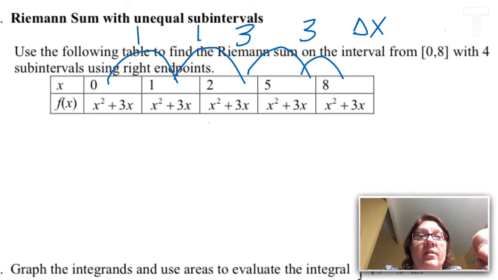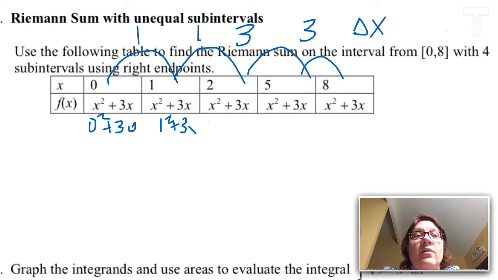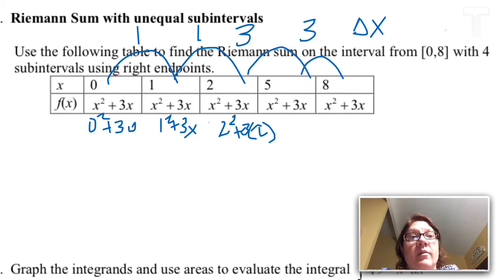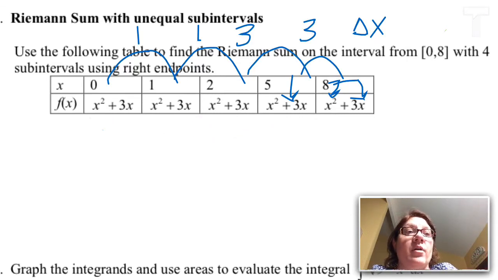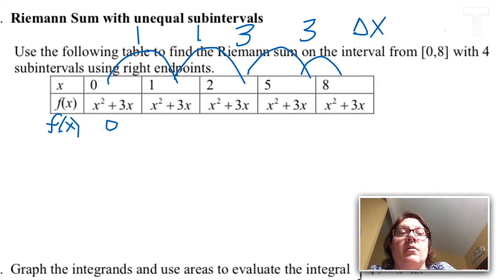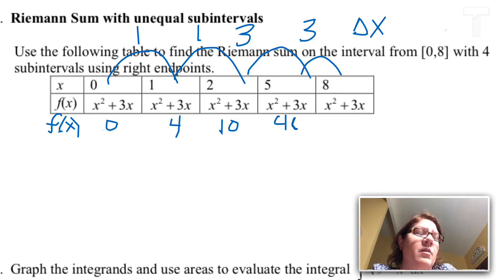Now, in terms of the f of x's, I don't have particular numbers, but I could find them. So of course, this one I'd plug in 0, and I'd plug in 1 to find the y value. I'd plug in 2 to find the y value. Sorry, over here I meant to plug in a 1. I would plug in 5 to find this y value, and I would plug in 8 to find this one. So in terms of my y values, when I go back and actually calculate what those are, I end up with 0, 4, 10, 40, and 88.